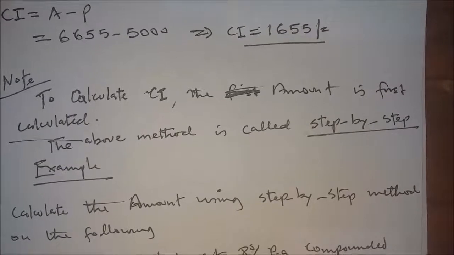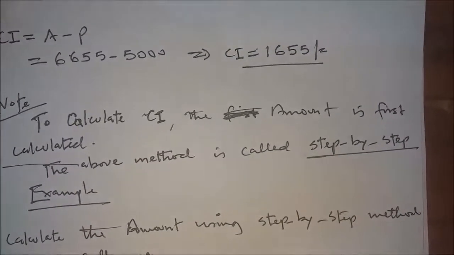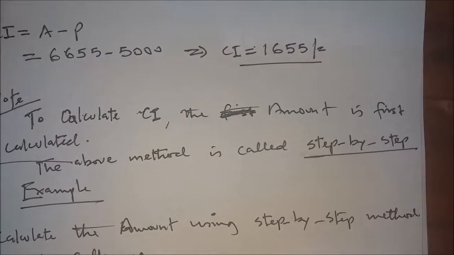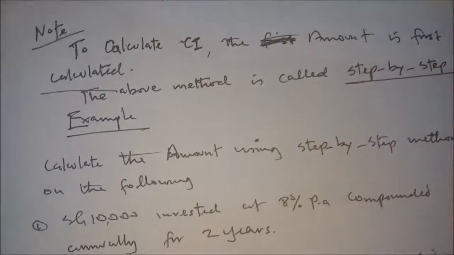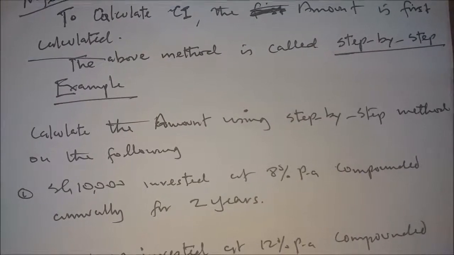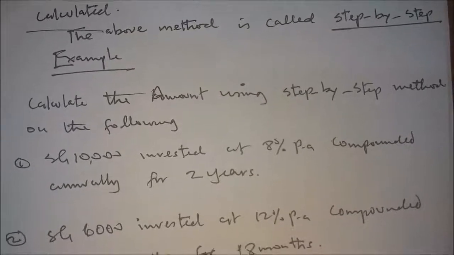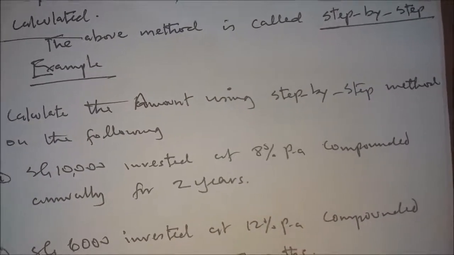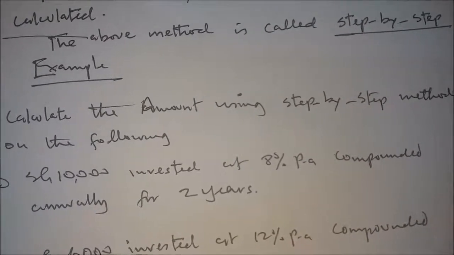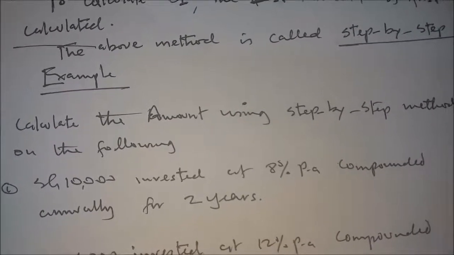Note that to calculate compound interest, the accumulated amount must first be calculated. The above method is called the step-by-step method. Let us apply this method in this example. Calculate the amount using the step-by-step method on the following. 1. 10,000 invested at 8% compounded annually for 2 years. Compounded annually means interest is calculated at the end of every year.